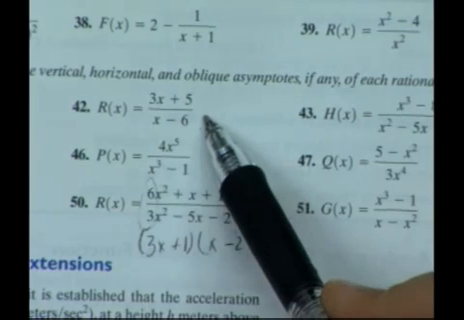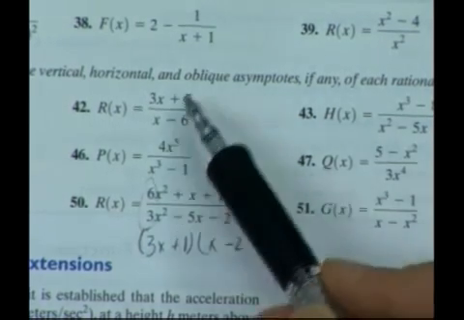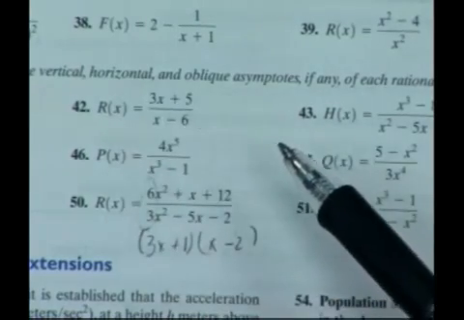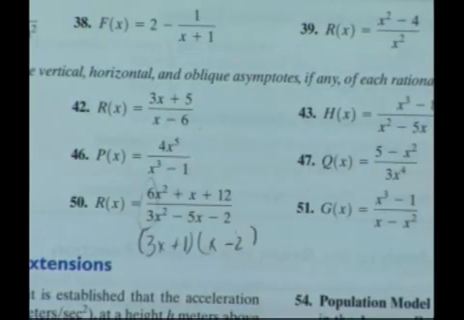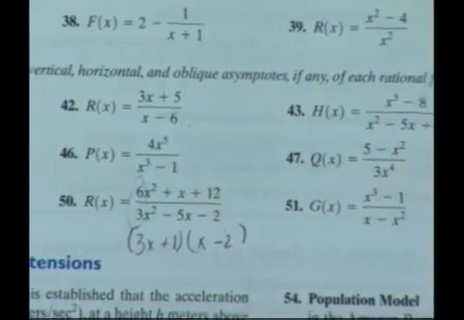Vertical asymptote: x equals 6. What is your horizontal asymptote? y equals 3. Let's look at number 44.